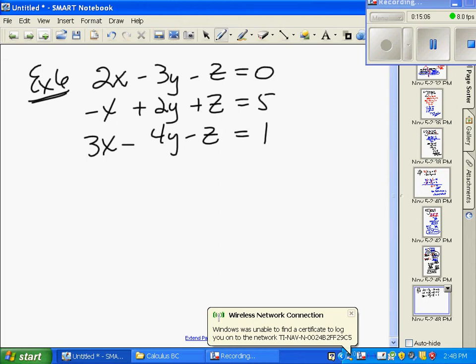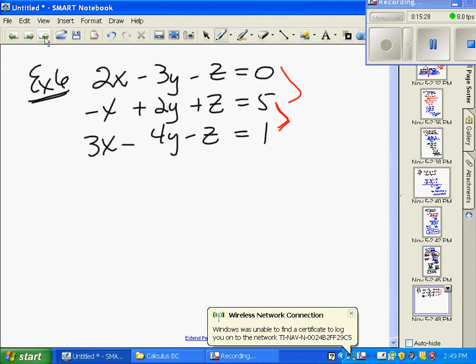Now, I said I was going to put the first two equations together, and I'm going to eliminate a variable. Say I want to eliminate the z. If I do that, what I'll do then is take that and maybe take the second and the third equation and put those two together. And if I do that, I have to eliminate the same variable. So let's get started on that.